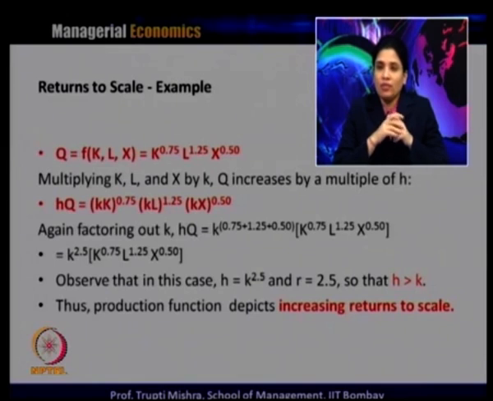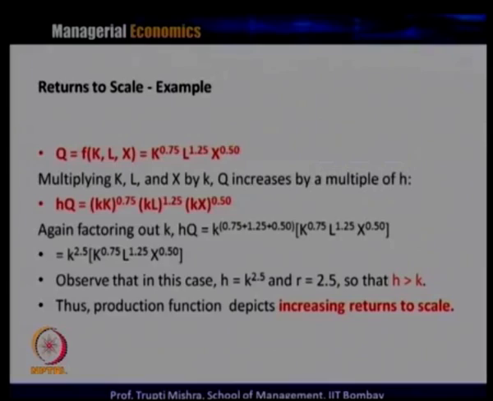So, whenever you want to know what kind of scale relationship a production function is showing, generally the best way to find out is to change the input proportion, see the effect on the output, then factor out the change in the input proportion and find out the degree of homogeneity. If the degree of homogeneity is equal to 1, it is a case of constant return to scale. If the degree of homogeneity is greater than 1, it is a case of increasing return to scale, and if it is less than 1, this is the case of decreasing return to scale.